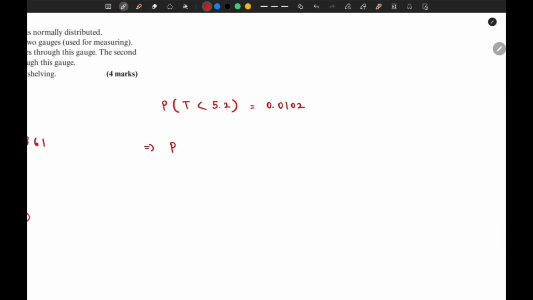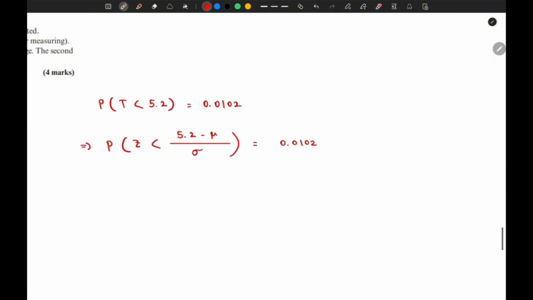So we can say that the probability for Z is less than (5.2 minus the mean value) divided by the standard deviation is equal to 0.0102. Now, as you can see, the probability is less than 0.5, which is a big problem, but we can overcome this by subtracting from 1. So this gives us a value of negative 0.9898. Now, since the probability cannot be negative, we can move this negative sign to the left hand side of the equation.